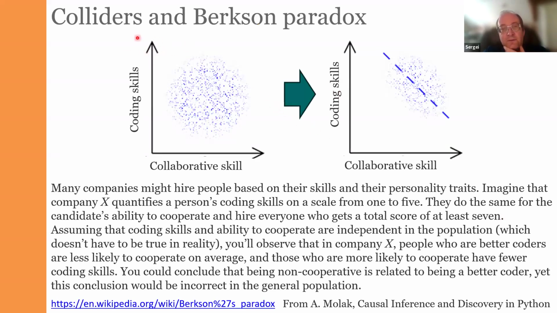The simplest example of this is the so-called Berkson's paradox. Imagine that you have a company where there are people who work, and two things matter for your success. One is how well you can work as a part of the team. Another is how well you can write code. A very normal situation. Leaving aside the obvious personality issues, let's assume that someone notices that in this company, generally people who are better in coding are worse in collaborative skill, and people who are better in teamwork and collaboration are worse in coding.